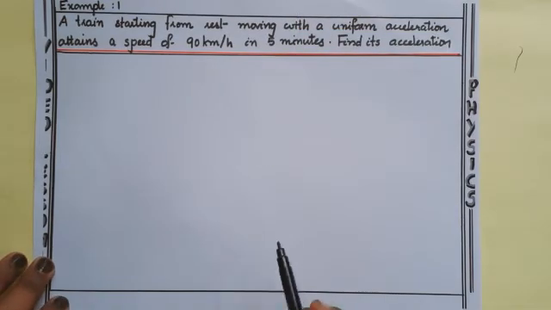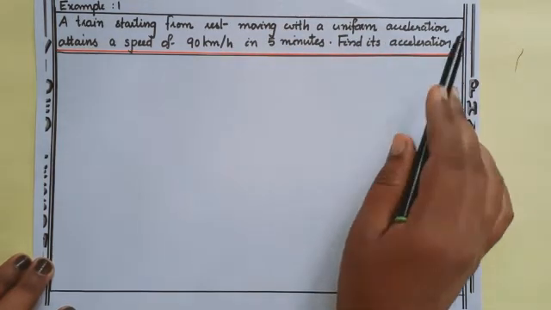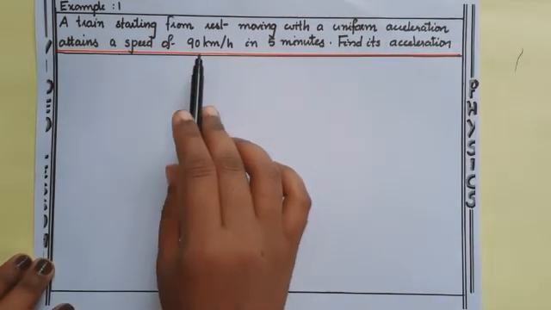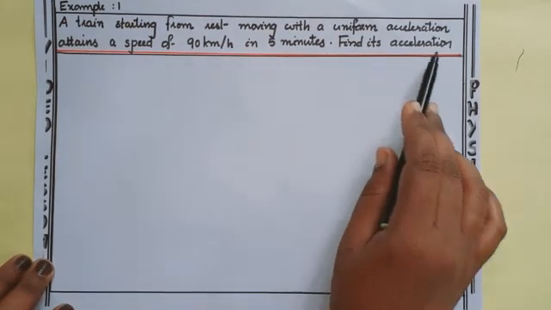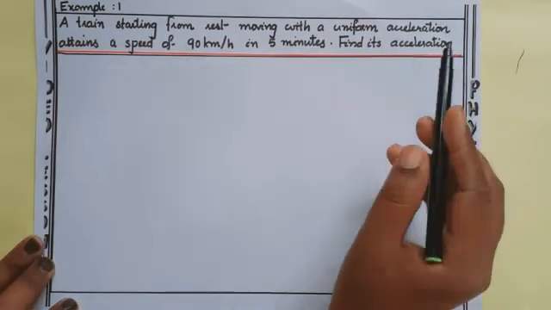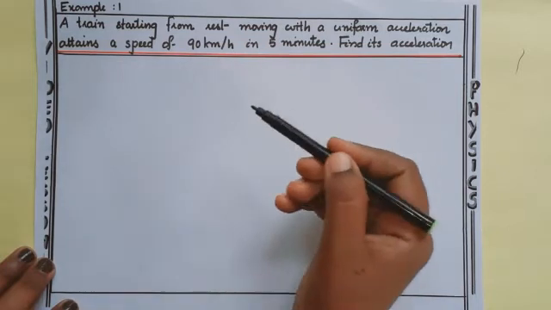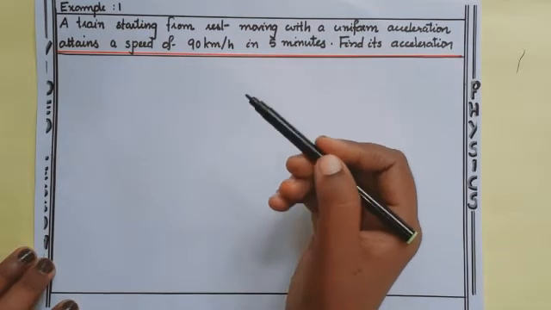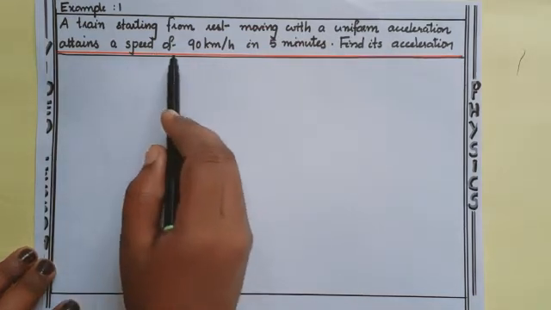Example 1. A train starting from rest, moving with a uniform acceleration, attains a speed of 90 km per hour in 5 minutes. Find its acceleration. What do you want to find out? Acceleration. What are the data given? First you have to write the data. It attains the speed given.